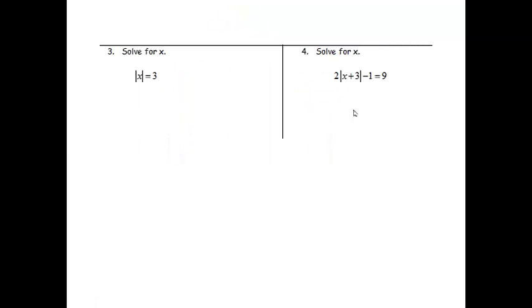Okay, number 3, solve for x. We remember when we have an absolute value, the number inside could be positive or negative, so x could equal 3, or x could equal -3, and that's all we'd have to do for that one.